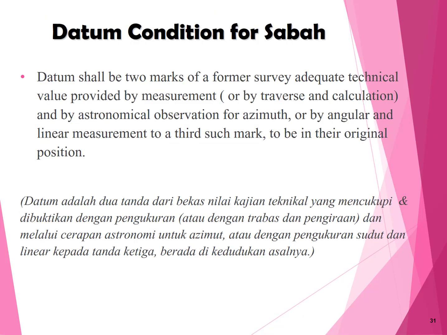Datum condition for Sabah. Datum shall be 2 marks of a former survey adequate technical value provided by measurement or by traverse and calculation and by astronomical observation for azimuth or by angular and linear measurement to a third such mark to be in their original position.